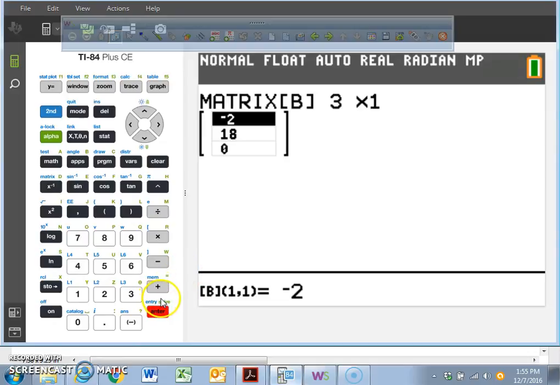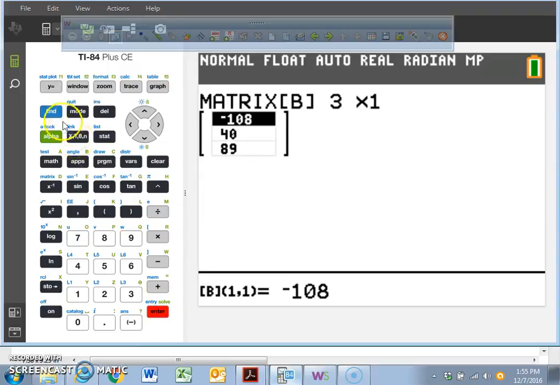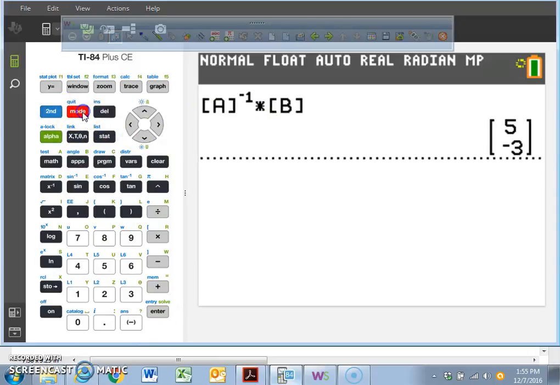And what are the 3 numbers, Ariel, that go in this column? Negative 108. 40. And 89. Excellent. Now, at this point, hit second mode, and here's the cool thing. I don't have to do all the ridiculously long steps to get to A to the negative 1 times B because I've already done it once before.